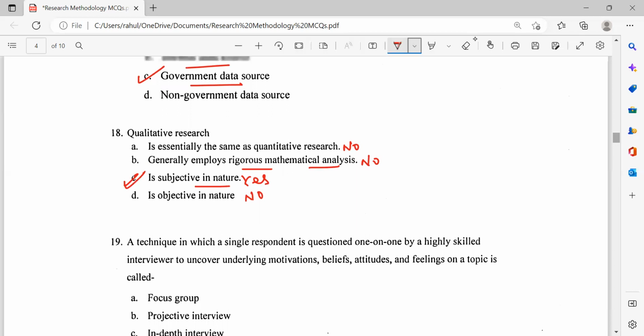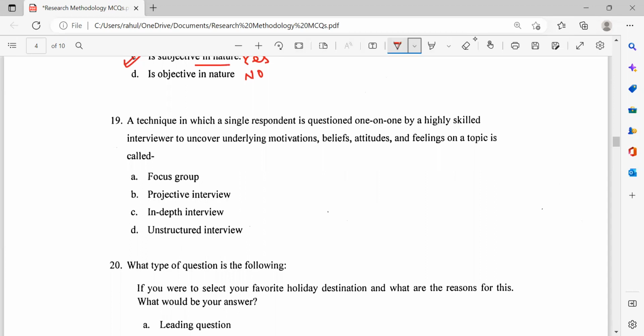Question number 19. A technique in which a single respondent is questioned one-on-one by a highly skilled interviewer to uncover underlying motivations, beliefs, attitudes, and feelings on a topic is called focus group, projective interview, in-depth interview, or unstructured. Obviously, it is structured and the interviewer wants to uncover underlying motivations, beliefs, attitudes, and feelings on a topic. So the answer would be in-depth interview.